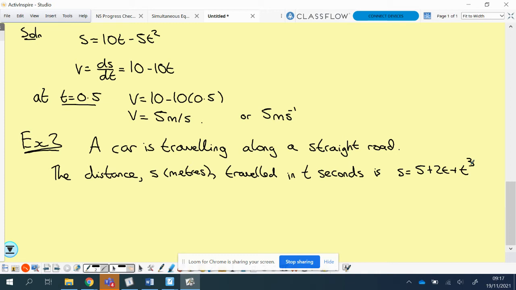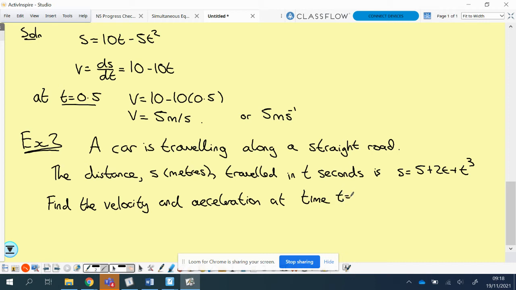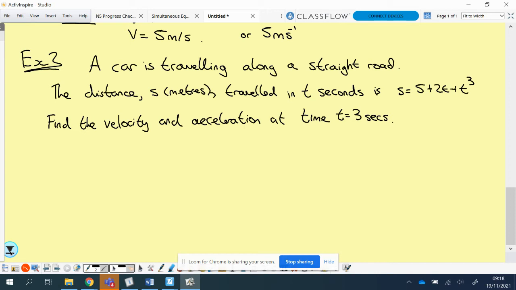Our job will be to find two things, so find the velocity and acceleration at time t equals 3 seconds. Okay, so that's our question. We've got two things to work out. We want to try and find the velocity and the acceleration here for this car travelling on a straight road. So, again, first it will be almost identical to the last one.